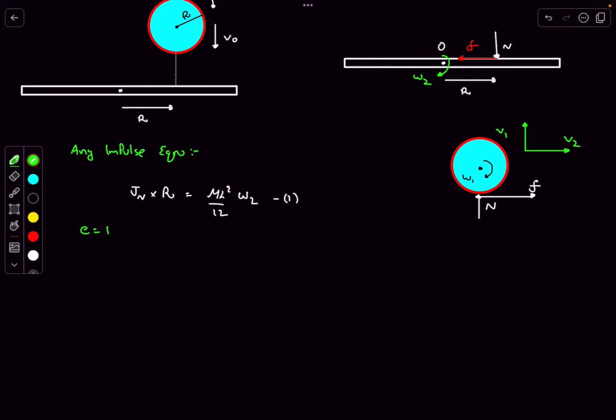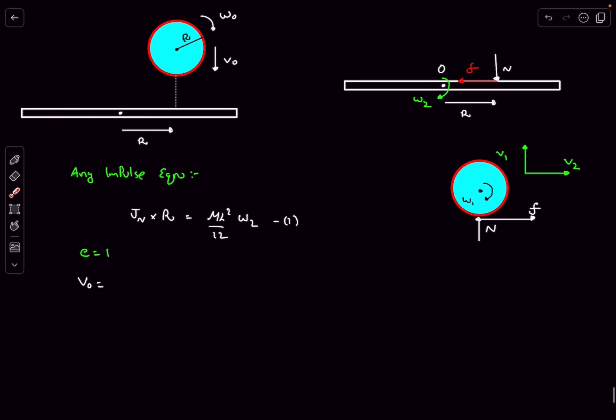Now as the collision is given to be elastic, we can say e equals 1. The velocity of approach between the points of collision is simply v naught. After collision, the ball moves away with a velocity of v1 and the rod has a velocity of R omega 2. As you can see, the contact points are separating at a rate of v1 plus R omega 2. So v naught equals v1 plus R omega 2.